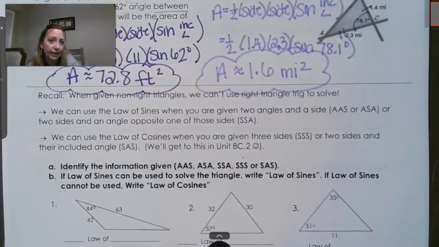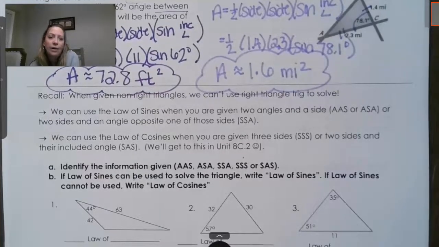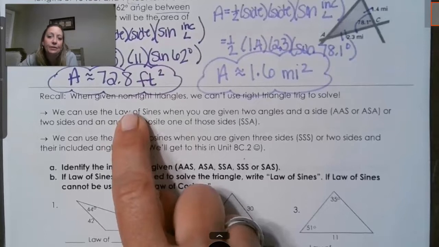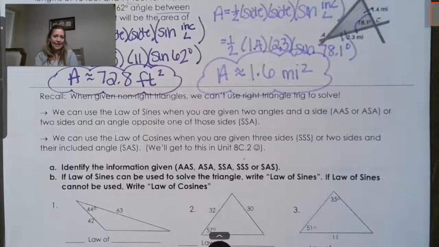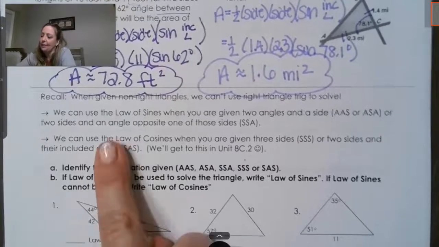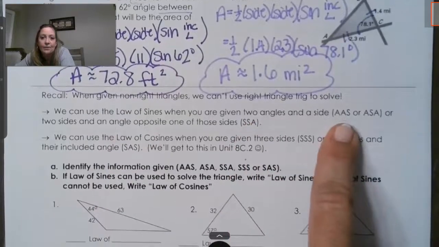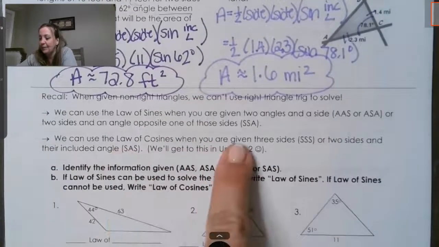Okay, well, let's move on, because one of our goals is going to be to solve any type of triangle, regardless of the information that we know about it. And remember that when we are given non-right triangles, we can't use right triangle trig to solve. So we can't use opposite over hypotenuse for sine, because there is no hypotenuse in a non-right triangle.